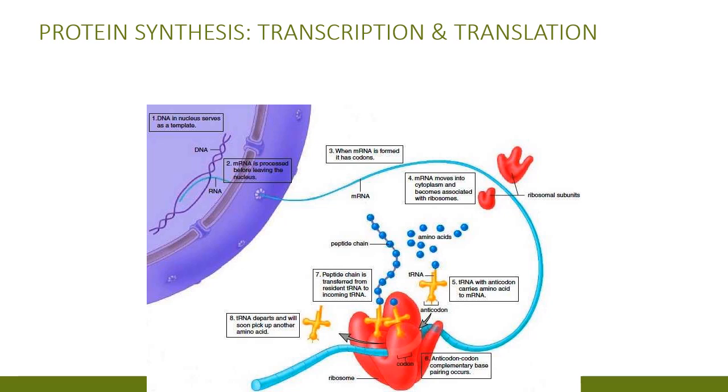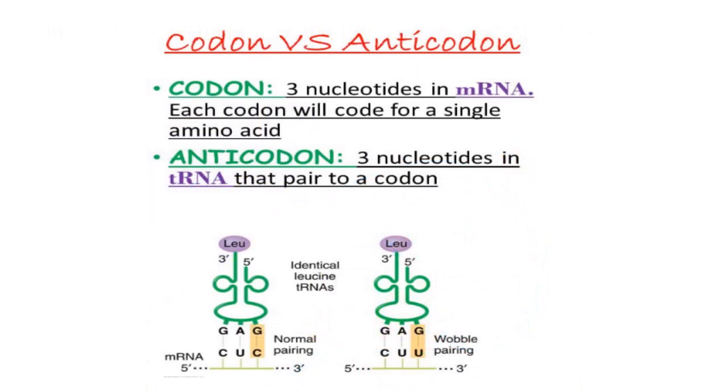And so it goes on the table, the ribosomal table. So number five, the tRNA with its anticodon carries an amino acid to the mRNA. And that's going to actually lock in, and it's going to create a protein using peptide bonds, number 7. And then number 8, the tRNA departs, and will soon pick up another amino acid. Let's see another. So what is a codon? What's an anticodon?